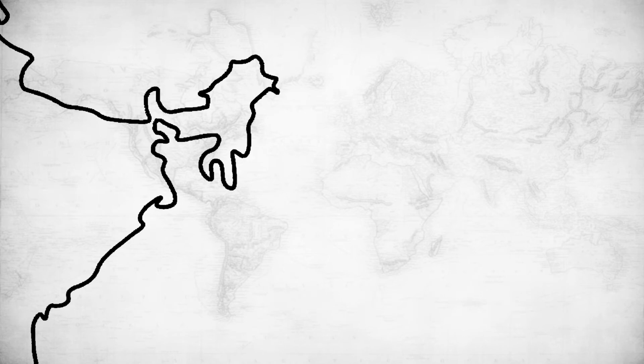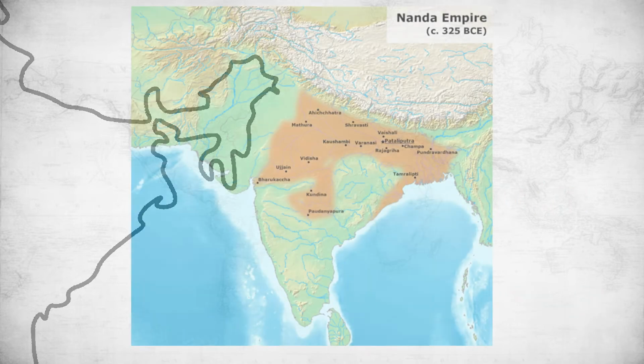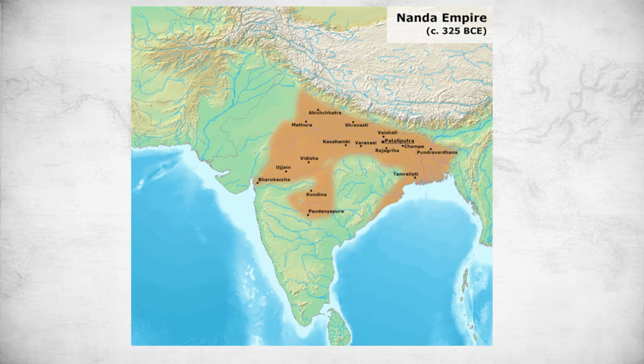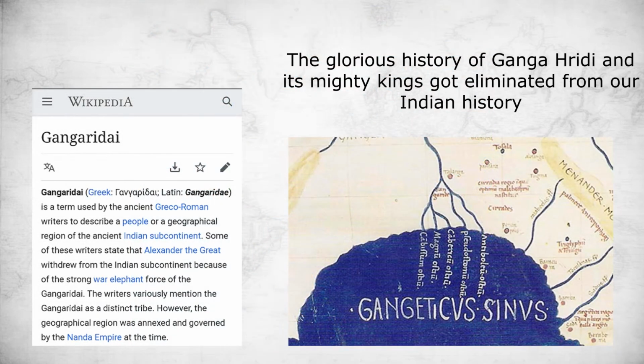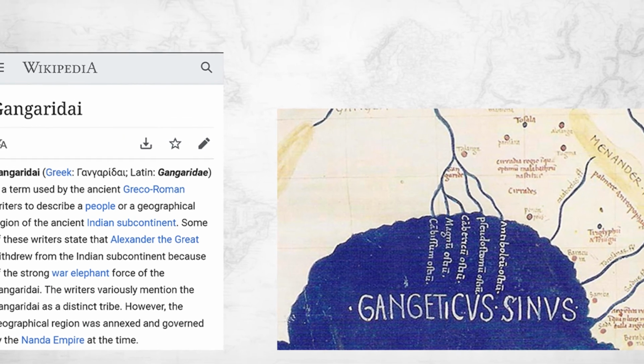Historians would be able to confirm why this territory on coastal Bengal is mentioned as a part of Nanda Empire in Indian history and not separately as Gangaridai as mentioned in Greek records. By erroneously referring the region as part of Nanda Empire and the names of kings wrongly interpreted as kings belonging to the Nanda and Mauryan dynasties, the glorious history of Gangaridai and its mighty kings got eliminated from our Indian history. This is highly misleading and intriguing at the same time.